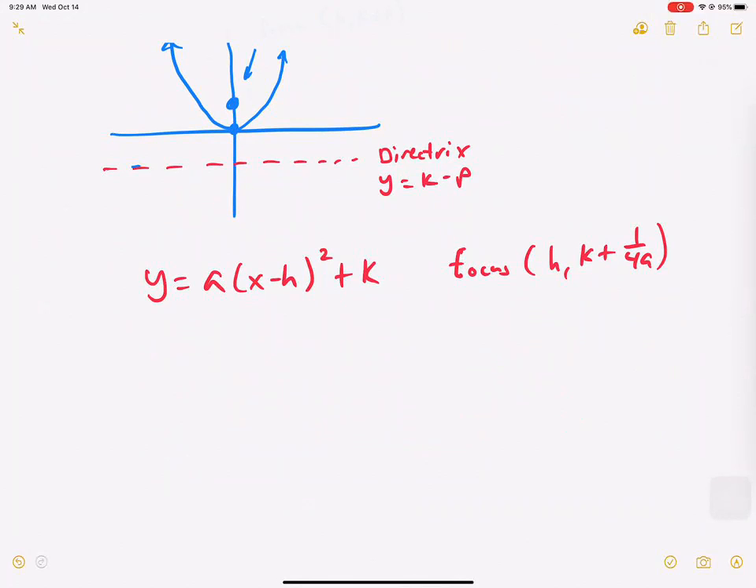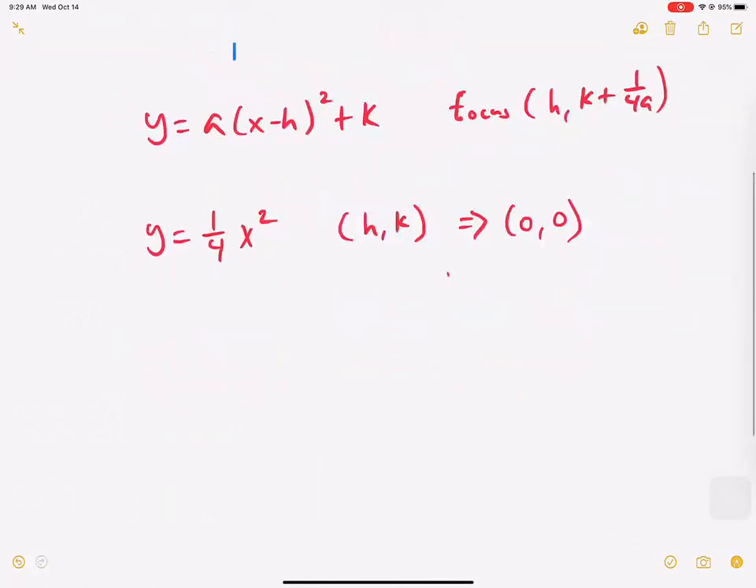So let's give ourselves a quick example. If we say y is equal to 1 over 4 x squared, tell me my h and k for this problem. For this problem, the h would be 0 and the k would be 0. Right, that's the center of my parabola, 0, 0.